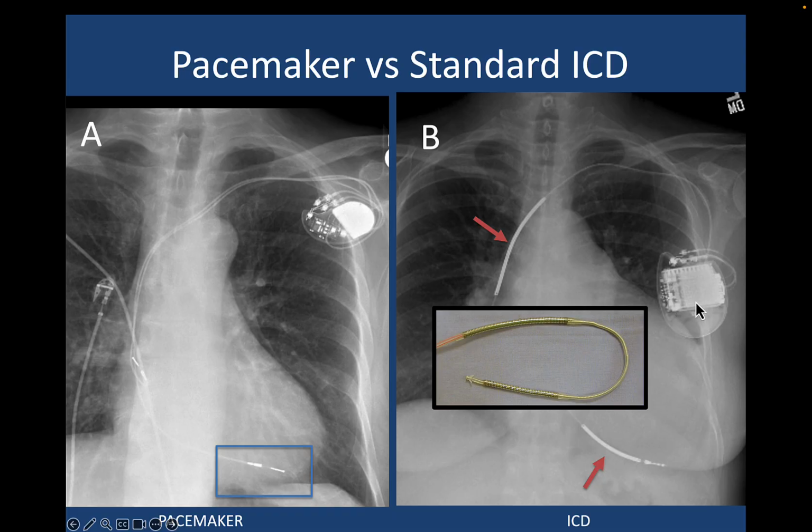And the one other thing is, it's hard to appreciate this, but the ICD pulse generator is always going to be bigger than the pacemaker pulse generator, because the ICD has to have a capacitor in addition to the battery, whereas the pacemaker only has the battery.